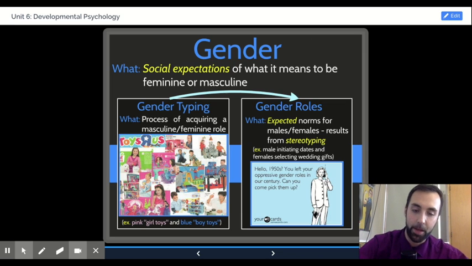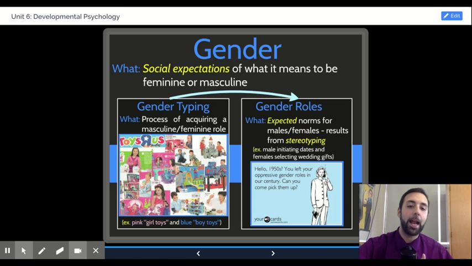as gender typing. Gender typing, the process of acquiring the stereotypes of male or female, leads to the formation of what are called gender roles, which are societal expectations about what males and females do that are unique to their gender. I've tried to pick some more innocent ones, not to perpetuate any gender stereotypes, but perhaps males initiating the first date, females selecting wedding gifts.